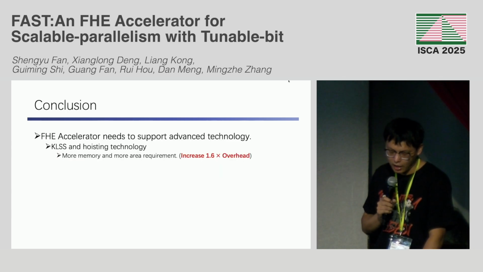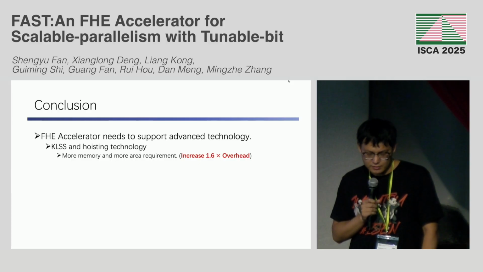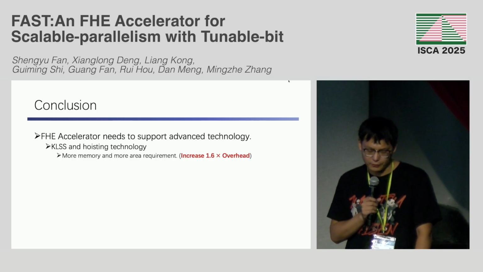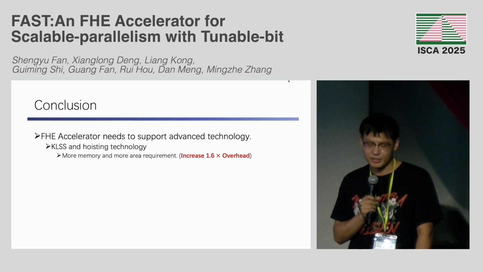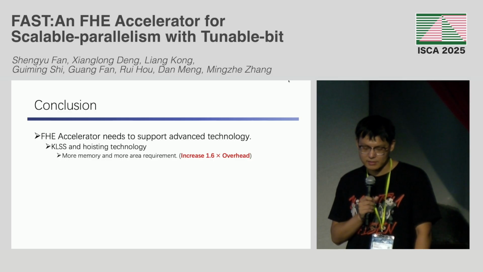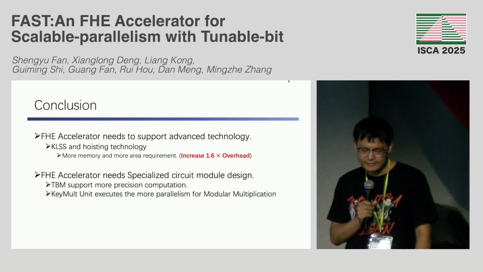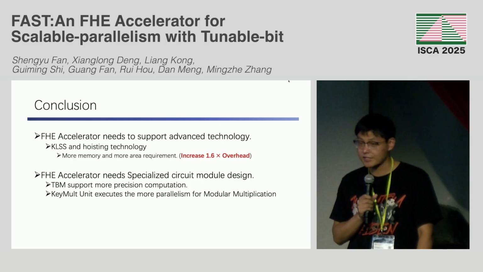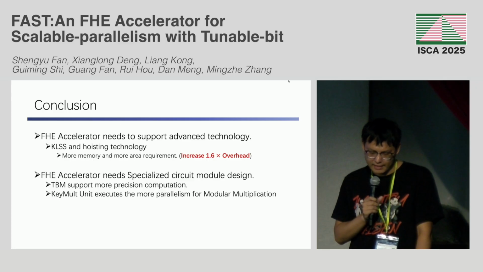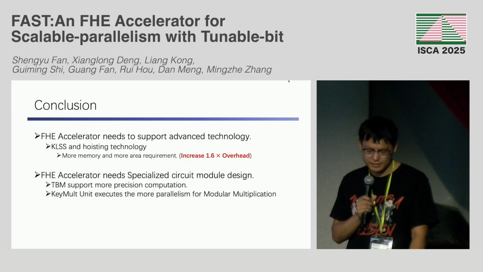To conclude, our work offers the following takeaways. First, the design of FHE accelerators must adapt to the advancement of algorithms. Recent optimizations such as KRSS and hoisting show great promise in reducing computational overhead, but they also impose high demands on hardware resources. Second, pure hardware scaling is not enough to unleash the potential of these algorithms. A co-design approach is needed, one that dynamically balances computation, bandwidth, and on-chip memory resources to achieve real performance gains.